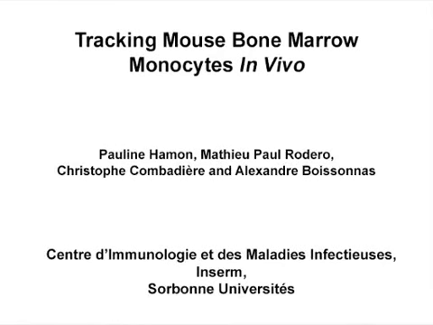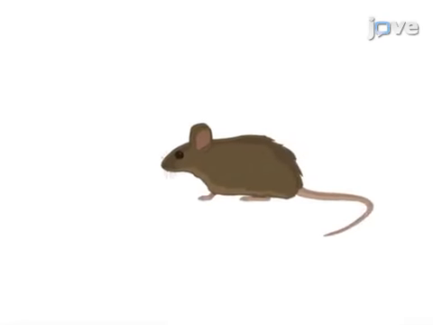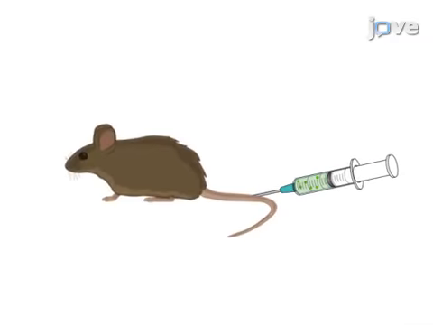The overall goal of this procedure is to visualize monocyte trafficking in the skull bone marrow of a living mouse using 2-photon imaging. First, the mouse is anesthetized and injected with a solution of rhodamine dextran to label the vasculature.